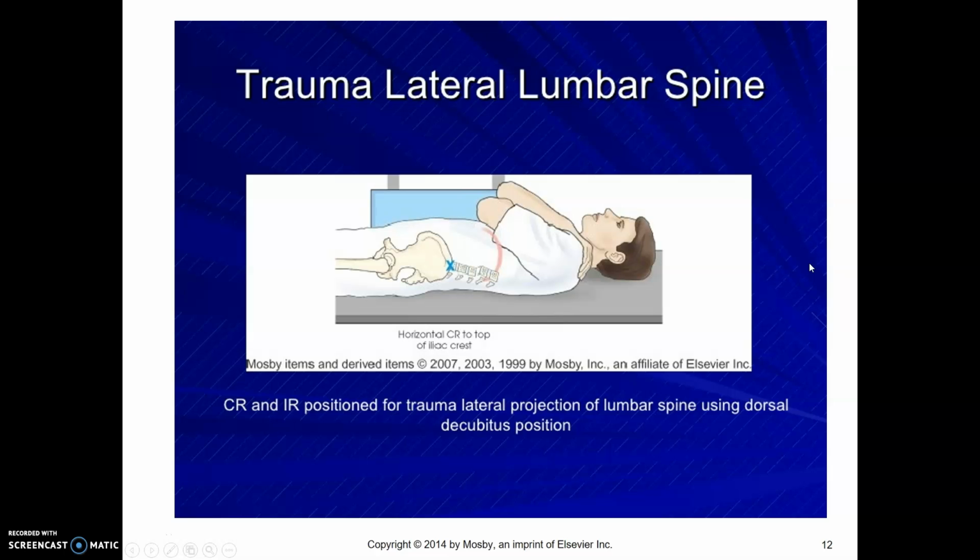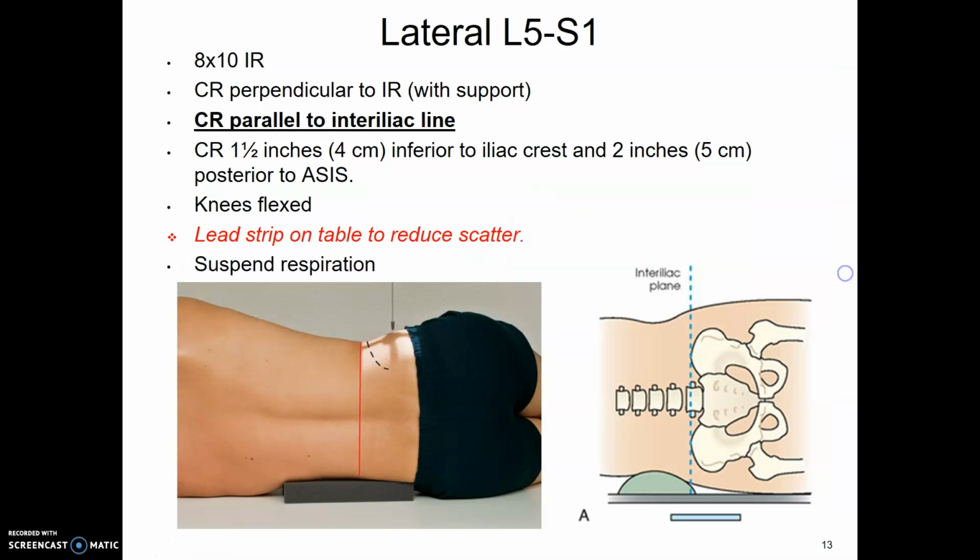Trauma lateral position, if your patient's on a stretcher and you need to do a lateral lumbar spine, you can simply wheel them up to the wall bucky and shoot across. You will have to increase your SID to 60 inches because the tube hits our stretchers at 40, but it's the same centering, same thing. Your L5S1. So this is going to be an 8x10 cassette. We do not use these block supports at our clinical site, so you won't see any of that.